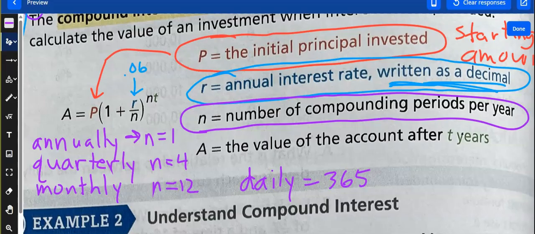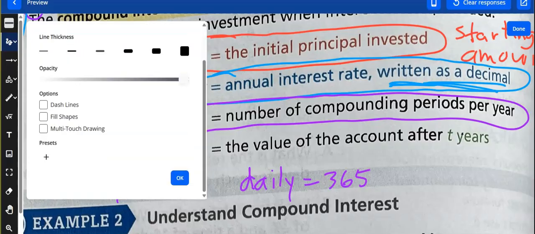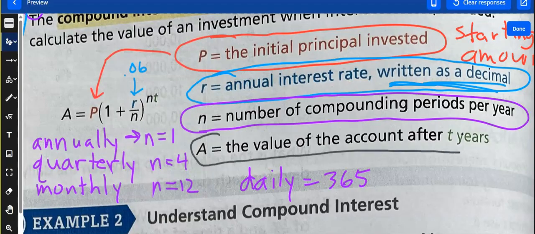Obviously, A is the amount of money that you get after everything is said and done. A is the amount that you get after everything is done. So P is what you start with, and then you get interest for so many years, and then you get your money invested out of it.